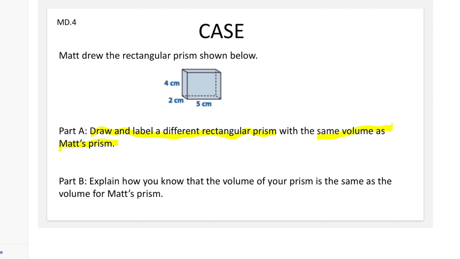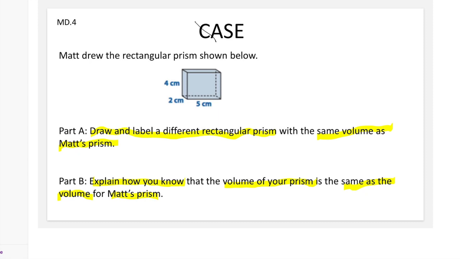Now I'm going to be chunking part B. Explain how you know that the volume of your prism is the same as the volume of Matt's prism. I'm going to be chunking, explain how you know, volume of your prism same as the volume Matt's prism. Now I can cross off the C because I am done chunking.